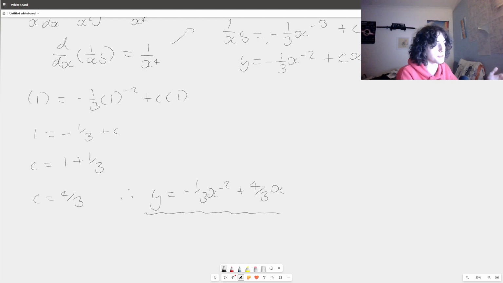This is not the general solution, so you wouldn't be able to say this is a general solution, but it is a particular solution and is the answer to our question. You can write that with the 1 over 3x squared if you so wish, but yes, x to the minus 2 is how I like to write it.